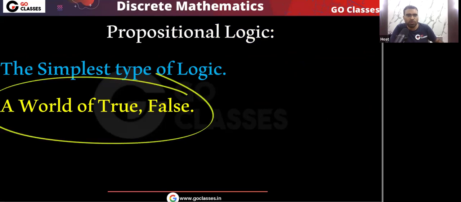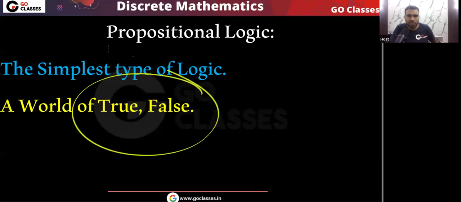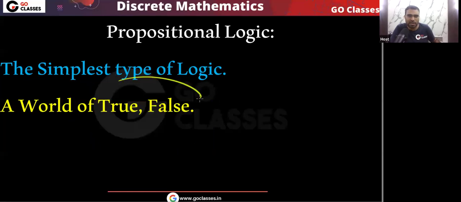This is a world of true, false. It means in propositional logic, everything is either true or false. If something is not true, then it is false. If something is not false, then it is true. Every statement, every variable, everything is either true or false. So basically, this is a world of true, false.